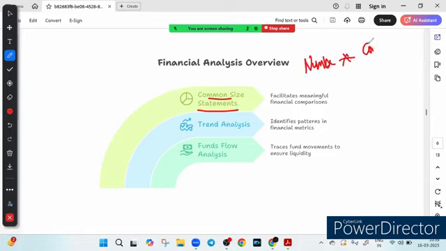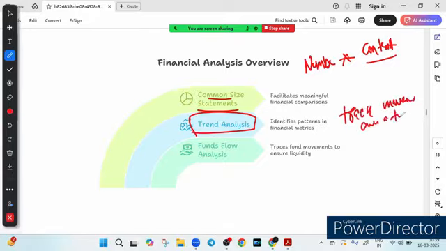There's something called trend analysis. I told you earlier, right? Financial patterns tell a story. This method helps track movement over time, allowing businesses to predict future performance and avoid surprises, a must-have for smart decision making. And finally we have fund flow analysis. Where is the money going? This method traces the inflow and outflow of funds, ensuring liquidity and stability. A business without cash flow is like a car without fuel, right? Now let's look at the next slide.